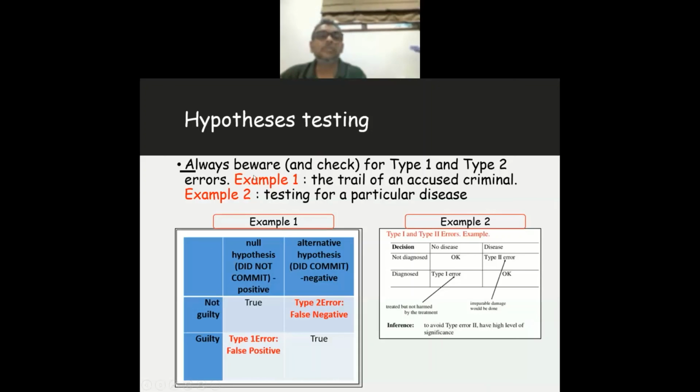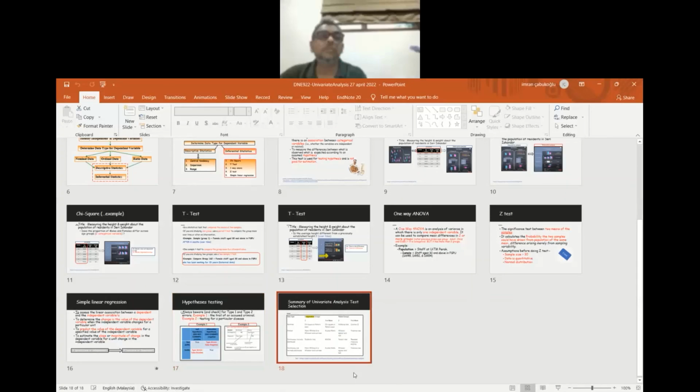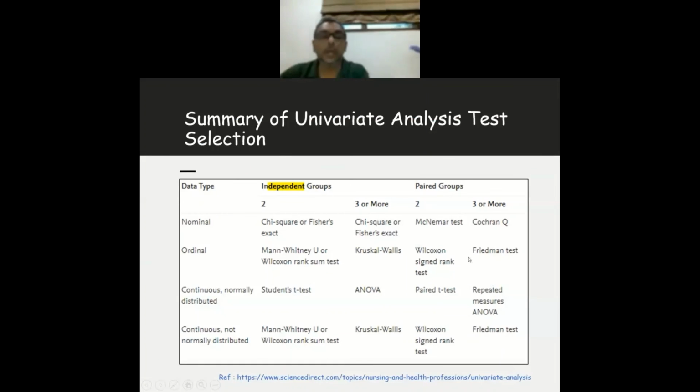Okay, that's all for today. And last but not least is the summary of what we have done. If you are looking at 2 independent variables, these are the tests that you can do. If you are looking at paired variables, then these are the types of analysis you can do, based on the nominal or ordinal data type. That's all for today.